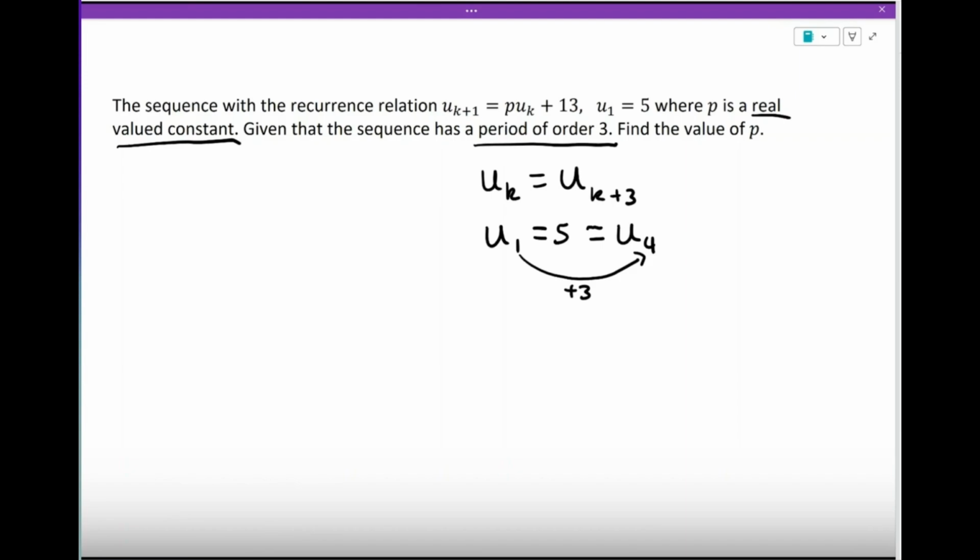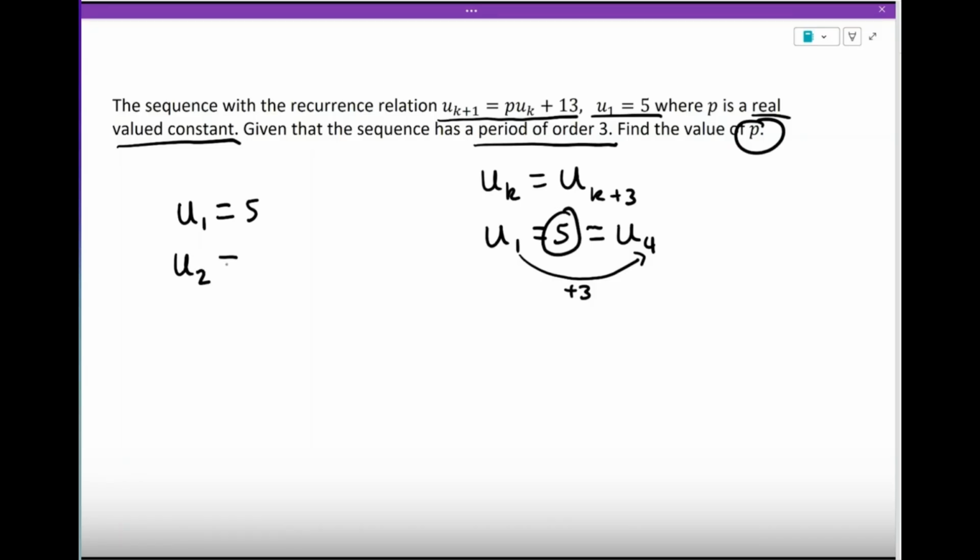So what I'm going to try and do, in order to figure out what p is, I'm going to have to find an expression for the fourth term of the sequence using my recurrence relation, and then equate it to 5, which is what it should be equal to if this sequence has a period of 3, which we're told in the question. So we know that u1 is equal to 5, which I'm going to write here. Now, to find u4, we're going to have to find u2, then u3 first.